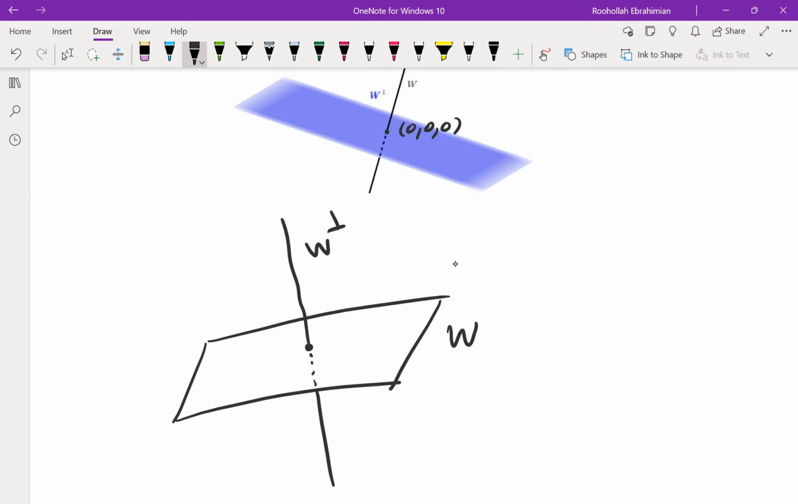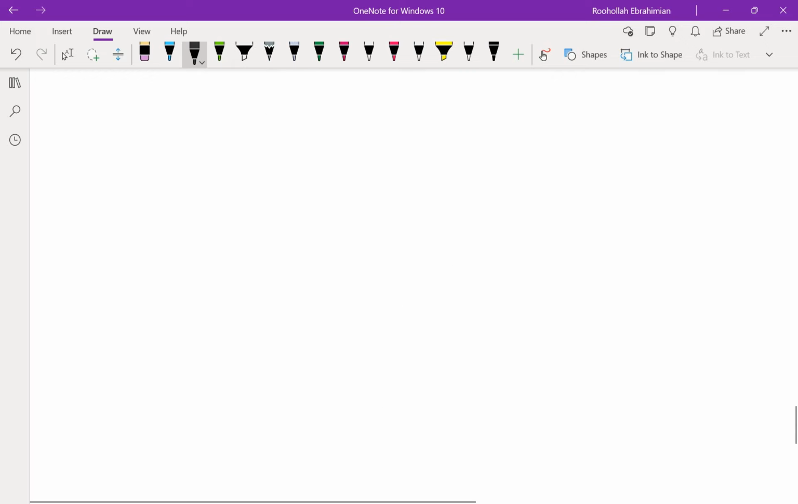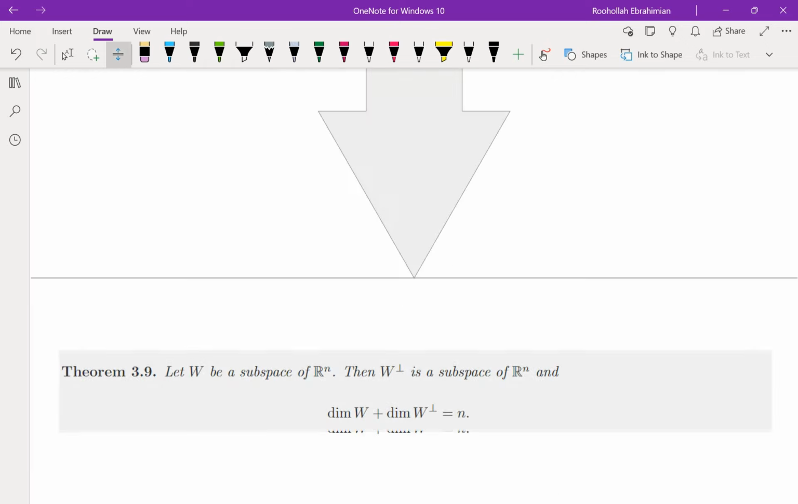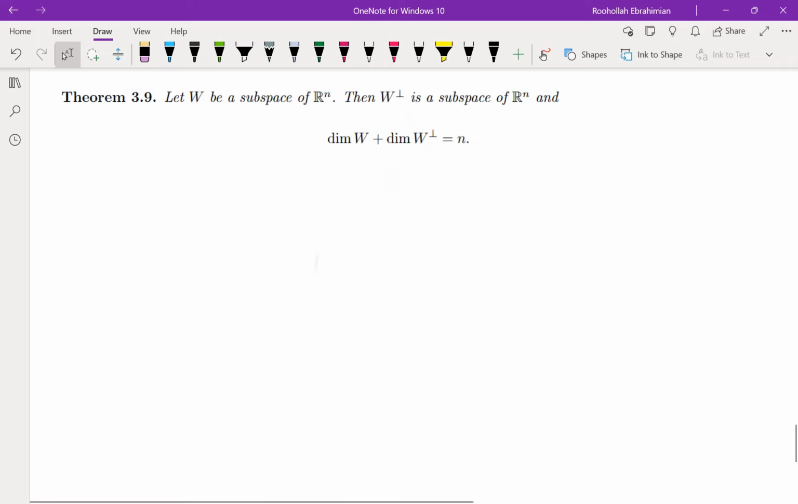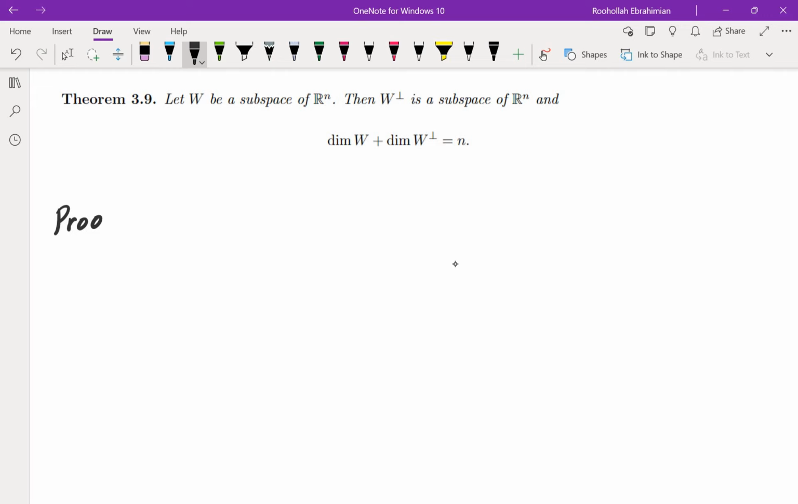If you are working in R4 and W is a two-dimensional plane, then W perp would be two-dimensional, because you have two more dimensions left. In fact, that's the subject of our next theorem. Let W be a subspace of Rn, then W perp is a subspace of Rn, and the sum of the dimensions is exactly n. So let's prove this.